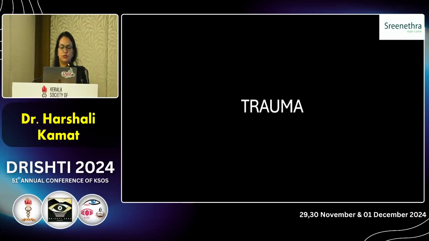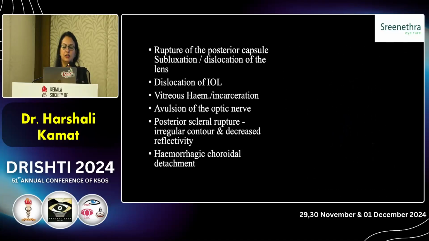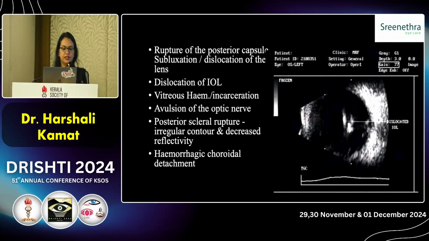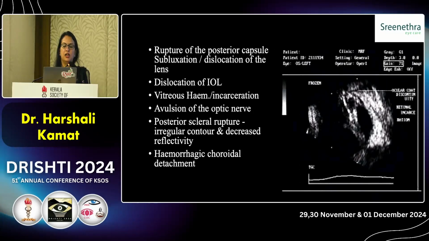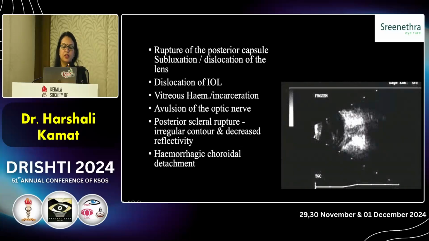Coming to trauma, which is also a common indication for ultrasound B scan, we usually don't do it in an open globe, but in a blunt injury, you can see a subluxated lens, you can see a dislocated IOL, a high reflective echo in the mid-vitreous cavity. You may have vitreous hemorrhage along with scleral dehiscence and vitreous tracking to it, suggesting vitreous incarceration. Other features may also be present, such as retinal detachment or choroidal detachment.